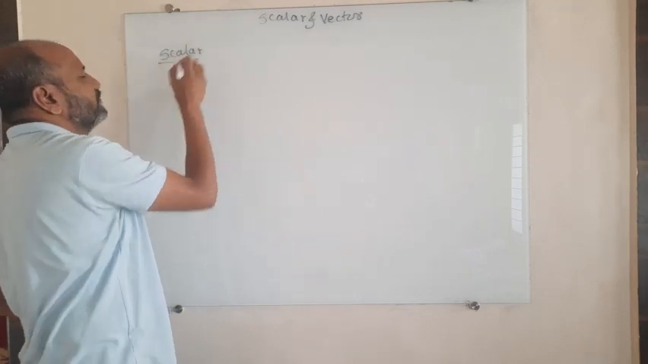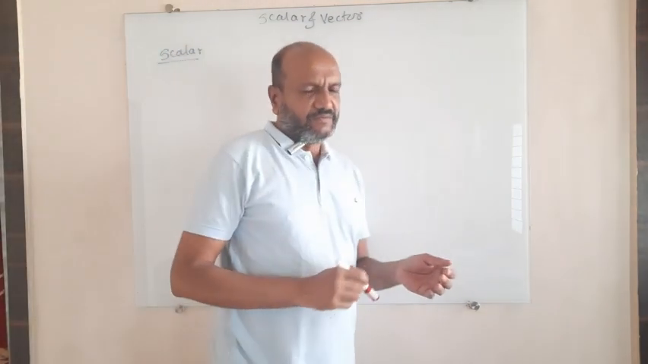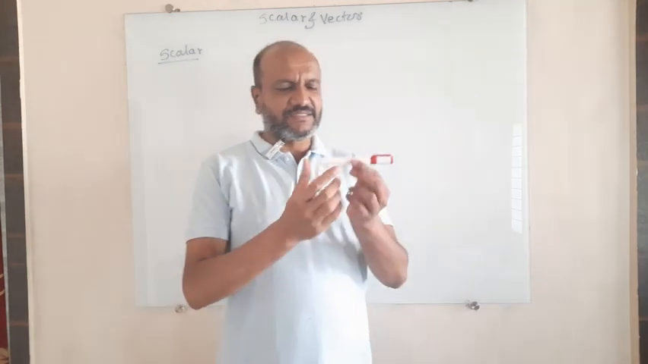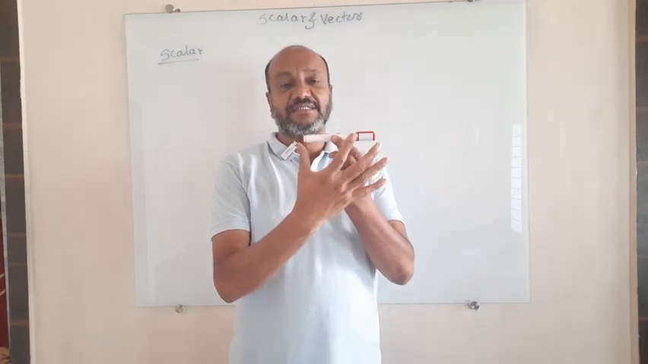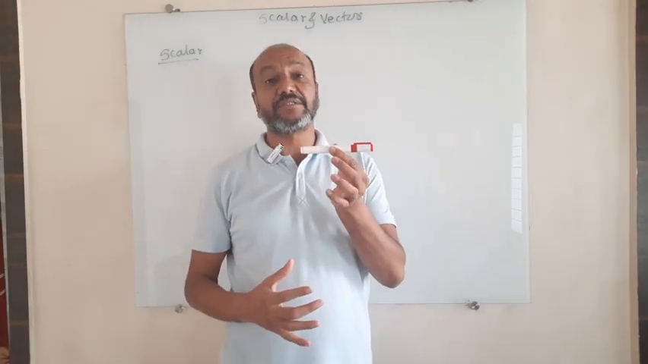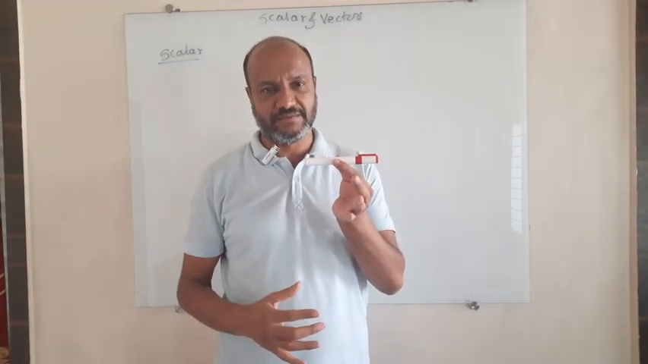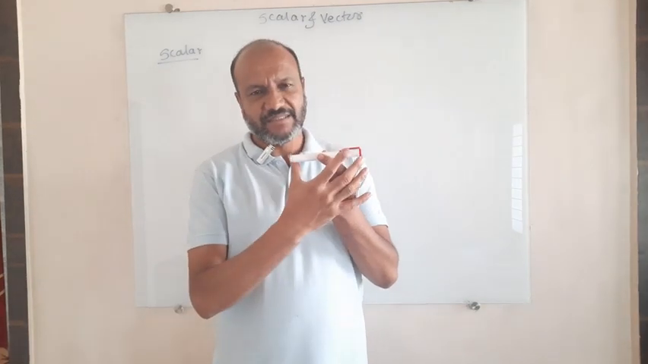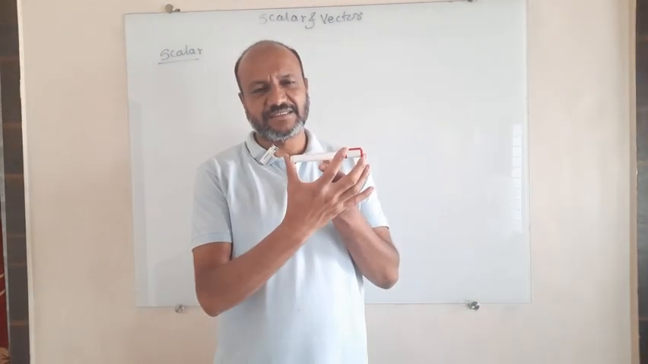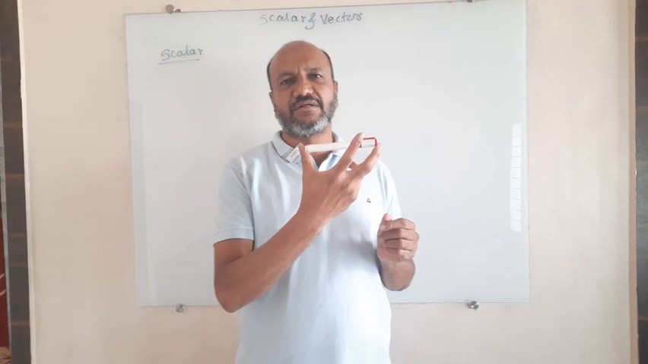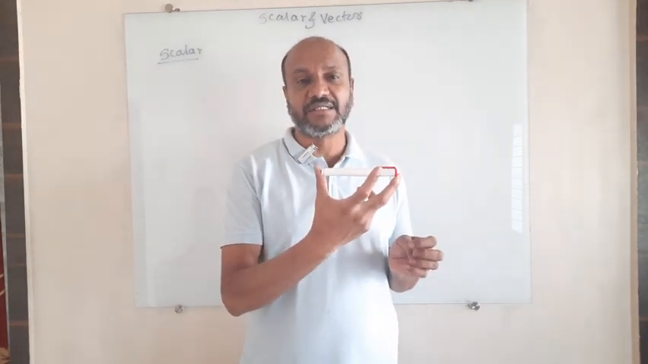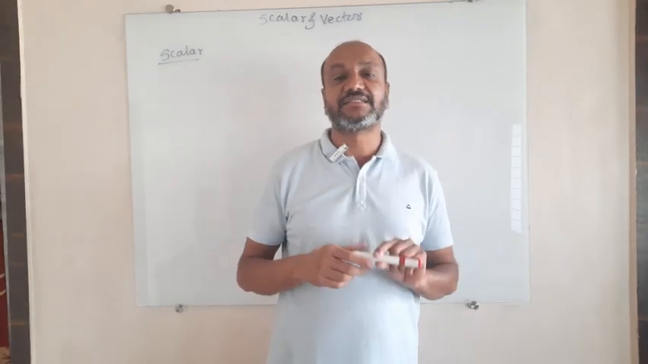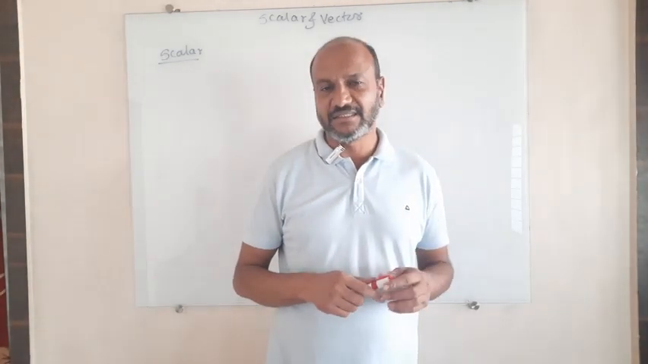For example, we measure the length of this pen, suppose it is 7 centimeter. This 7 centimeter is sufficient to explain the length of the pen. 7 centimeter is necessary to explain the length of the pen, and therefore 7 centimeter is the magnitude of length, and hence length is a scalar quantity.